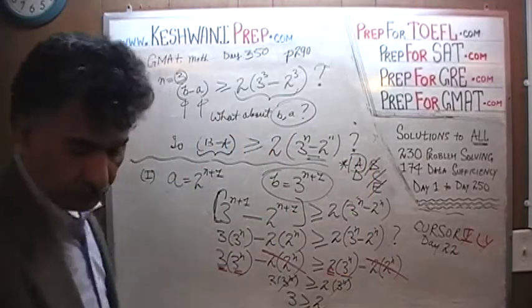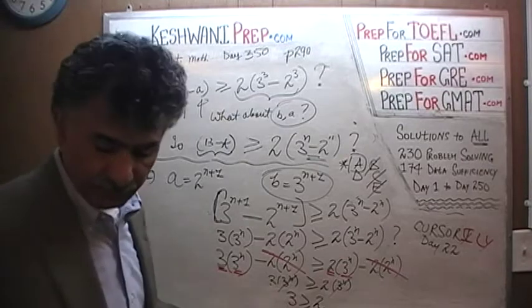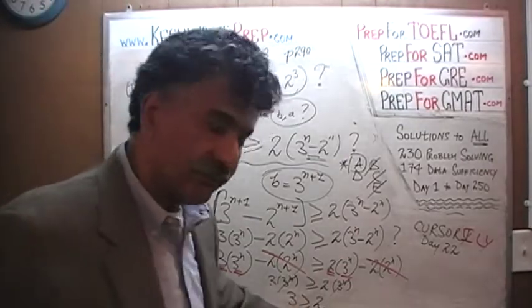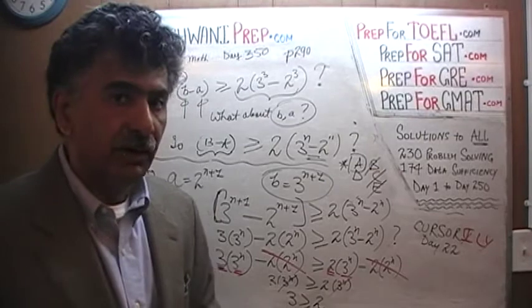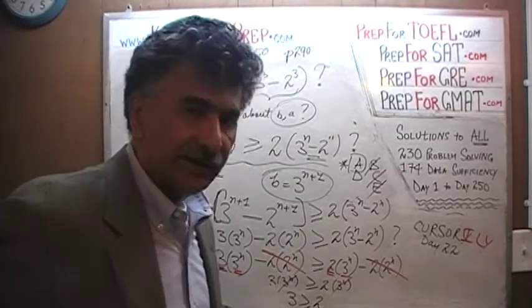The second statement does not get us anywhere because it simply tells us what n is. We do not know what a and b are. The answer is A. All right?